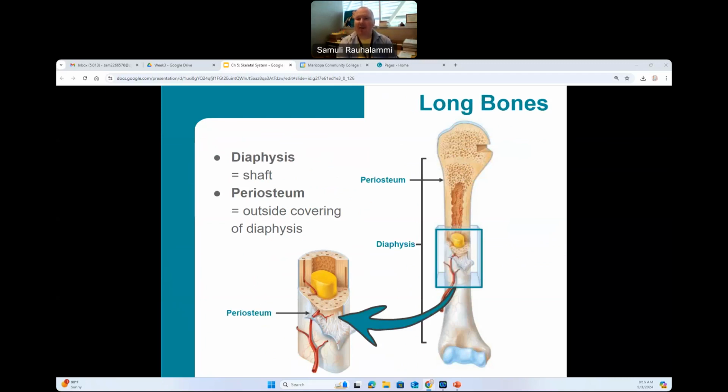Diaphysis is the shaft part of the long bone. This makes up most of the bone's length and is typically composed of compact bone. Periosteum is a term that refers to the outside covering of the diaphysis. This is a fibrous connective tissue membrane, and there are perforating fibers that will secure it to the underlying bone. So it's kind of a layer around the diaphysis.